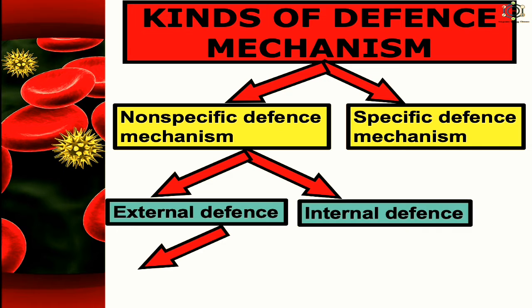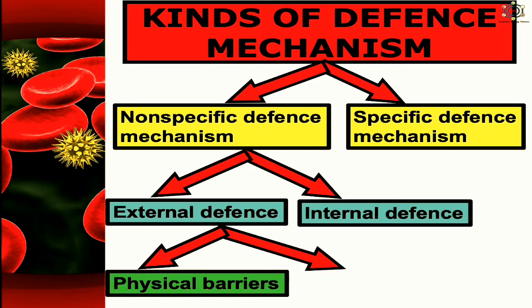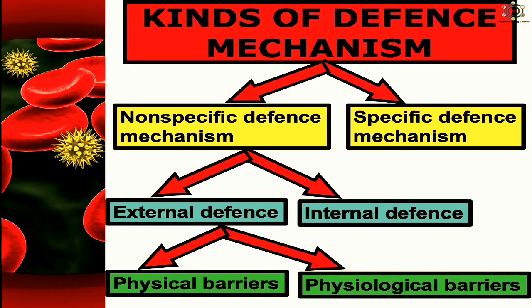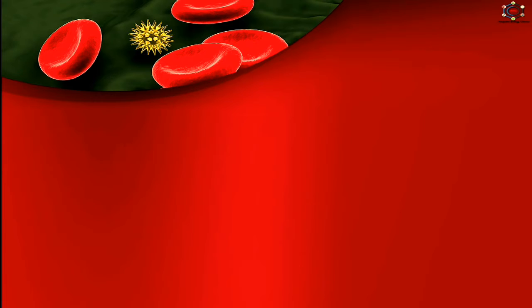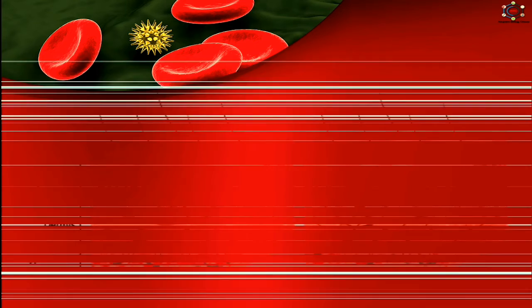Now, in external defense, there are many types, like physical barriers and physiological barriers, while the internal defense is of only two types. The first one is cellular barriers and the second is cytokine barriers. We will discuss each and every part in detail in the next slide. Here you can see the first line, which means the external defense mechanism.